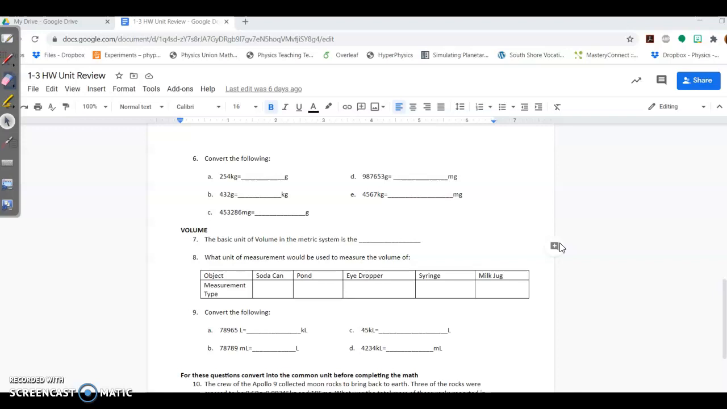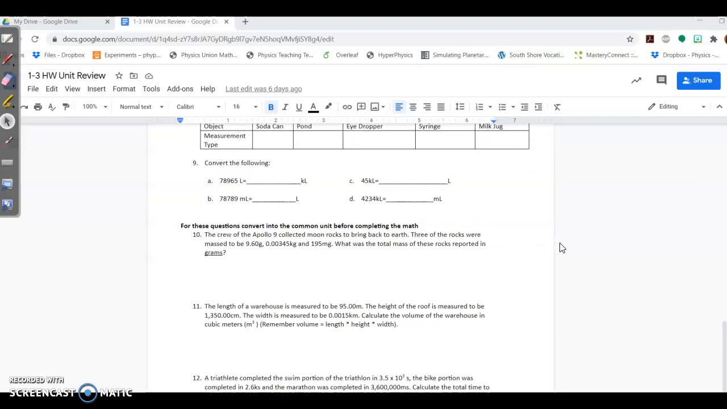Convert the following. 78,965 liters is 78.965 kiloliters. 78,789 milliliters is equal to 78.789 liters. 45 kiloliters is equal to 45,000 liters. 4,234 kiloliters is equal to 4,234,000,000 milliliters. Okay?